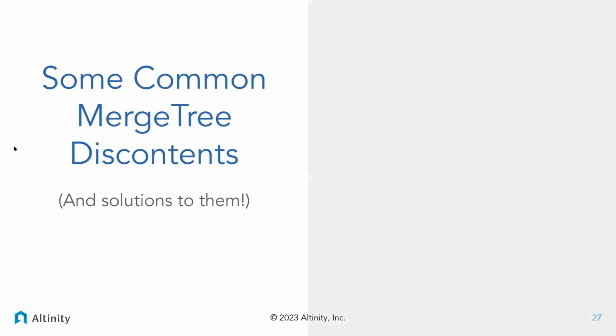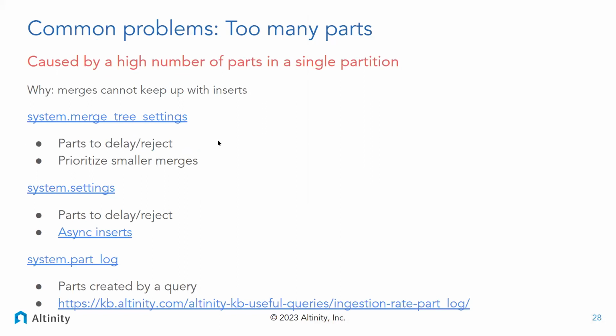Okay, so let's talk about some problems. Now you know enough about MergeTree that we can talk about some problems and how to fix them. Common problem, too many parts. This is an error you get if you're just generating too many parts, basically just jamming a bunch of small parts into a table partition, and then ClickHouse falls behind on doing merges to collapse them.